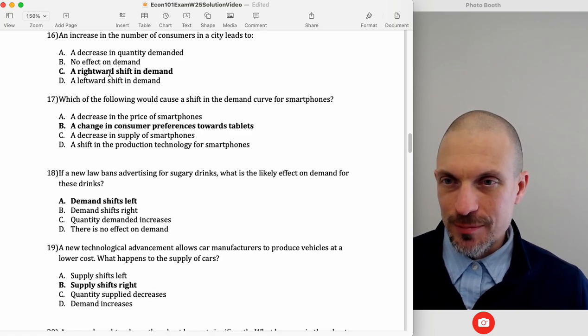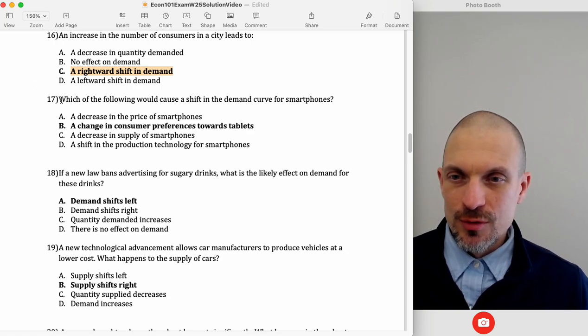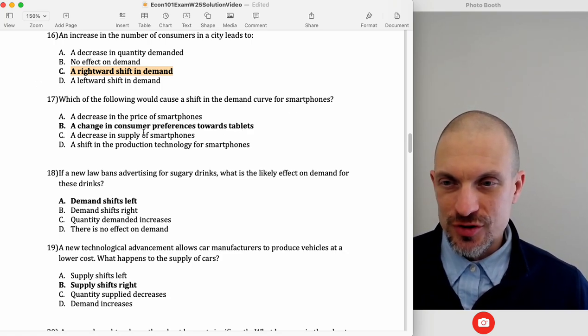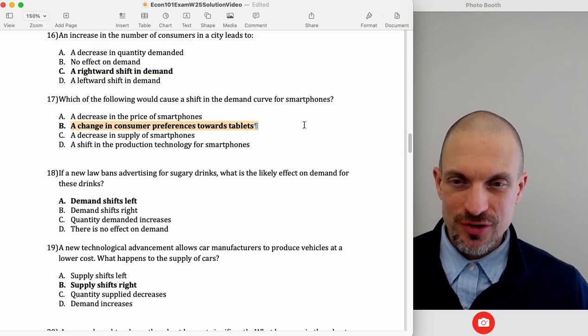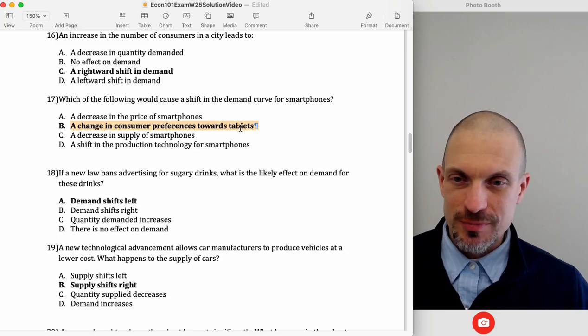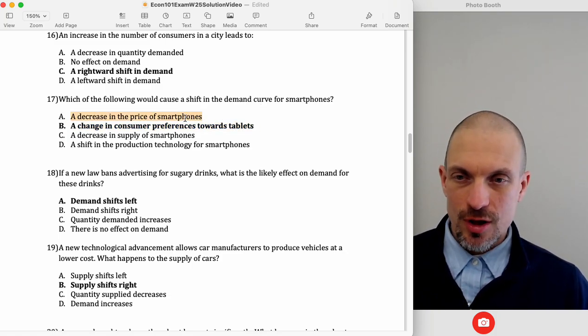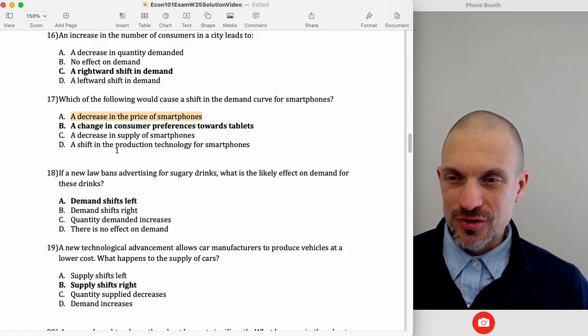An increase in the number of consumers in a city. Oh, that's a change in the number of buyers. That's an increase in demand. Rightward shift to demand. Which of the following would cause a shift in the demand curve for smartphones? A change in consumer preferences towards tablets, and namely would cause a decrease in demand for smartphones. A decrease in the price of smartphones? Nope, that'll be a movement along the curve. So that'd be an increase in quantity demanded.